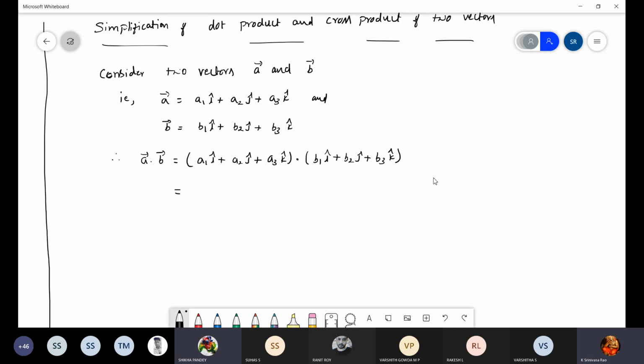A1 B1 plus A2 B2 plus A3 B3. Yes, very good. See here, I will explain. It is usual multiplication. Usual multiplication means, for example, A plus B multiplied with C plus D. So how will you multiply?